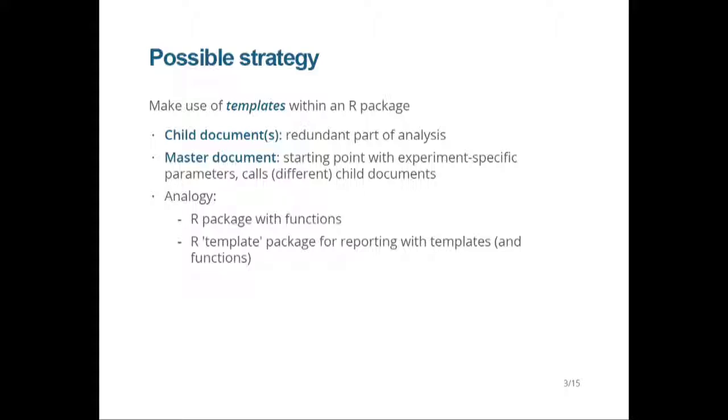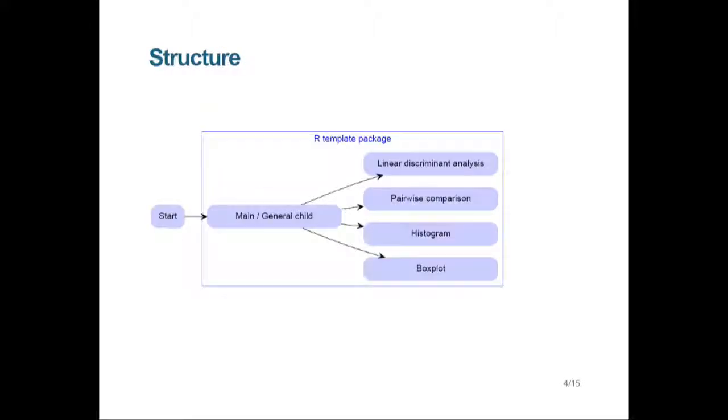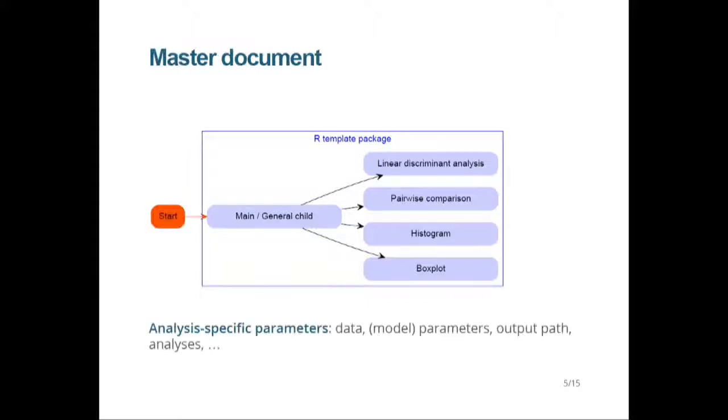Now, what does the structure look like? So you have a start, which then calls a main general child, which calls in its turn different sub-child documents. All the child documents in the blue box should be contained in the R template package. We work with the approach of a main general child because in this way you can easily add other modules without having to modify your start. The start, as a master document, contains the analysis-specific parameters like data, modeling parameters or other parameters, the output path, so everything that is specific for the experiment that you're considering.